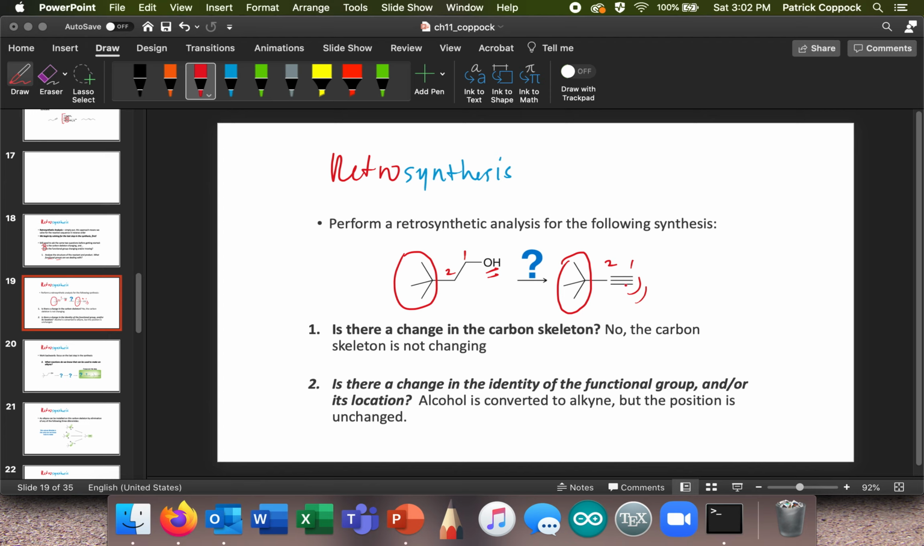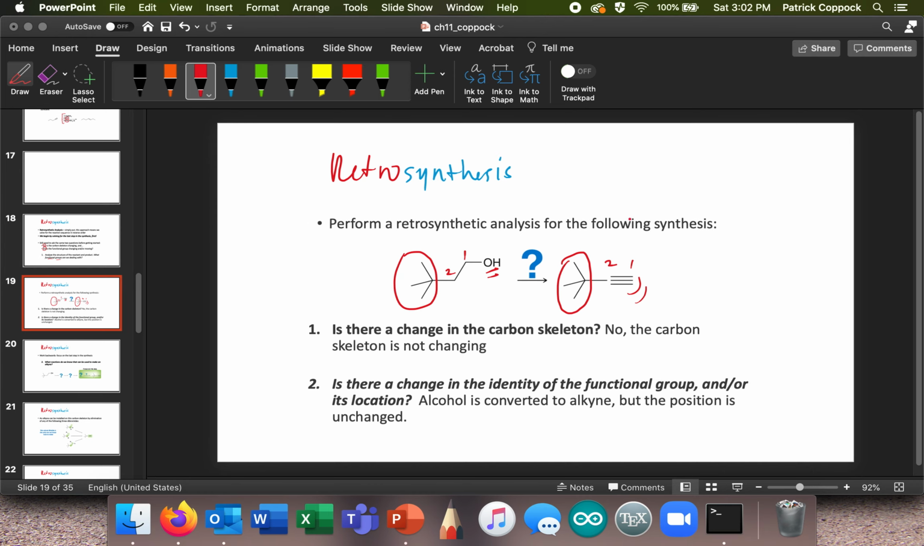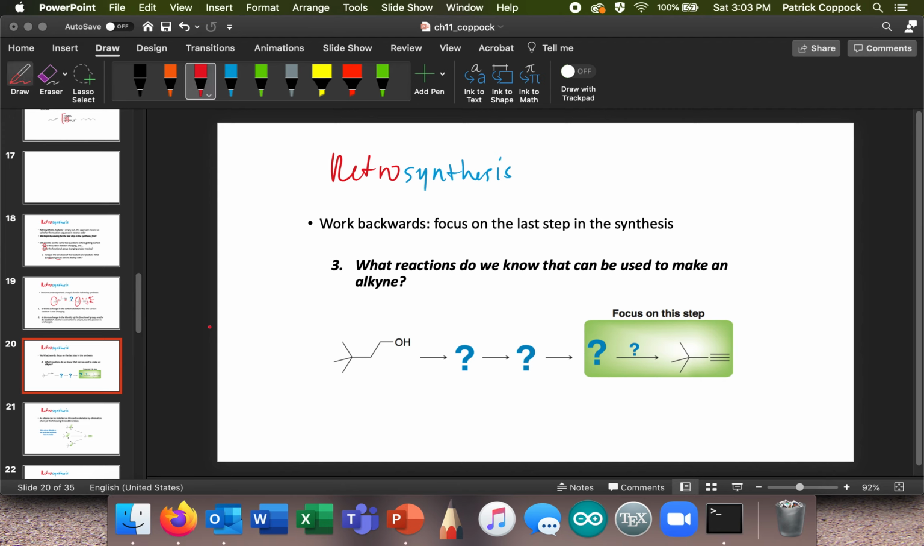How do we get alkynes? Well, we get alkynes by elimination. How do we get rid of alcohols? Well, either by substitution or elimination, right? So let's come over here again. Let's think about ways that we get to an alkyne. This is retrosynthesis, so we're going to start at the end first. Okay. So if we start here at the end first, how do we get alkynes? Well, we get those through elimination, right?